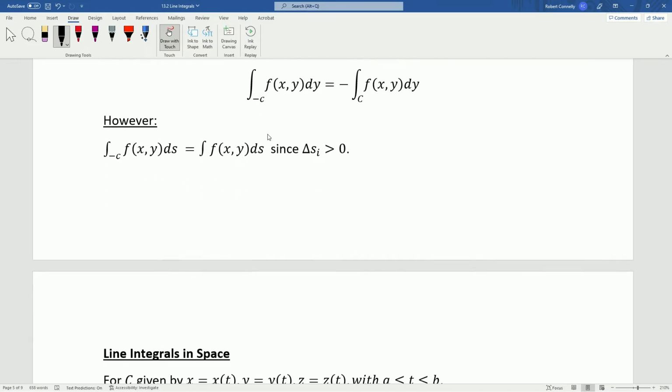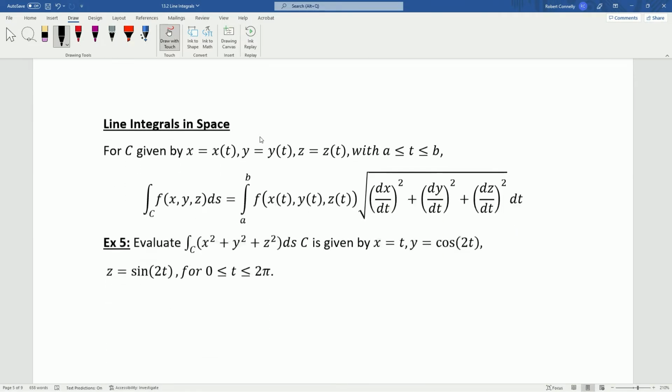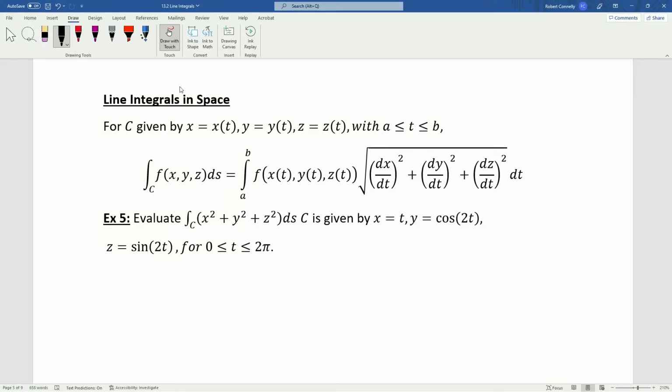Okay, so let's go ahead and move on to line integrals in space. For a curve C given by x, y, and z, all functions of t, with t between a and b, the line integral over C of f of x, y, z ds is the integral from a to b of f of x of t, y of t, z of t times the square root of dx/dt squared plus dy/dt squared plus dz/dt squared dt. So basically, it extends to the third dimension in exactly the way you'd expect it to.